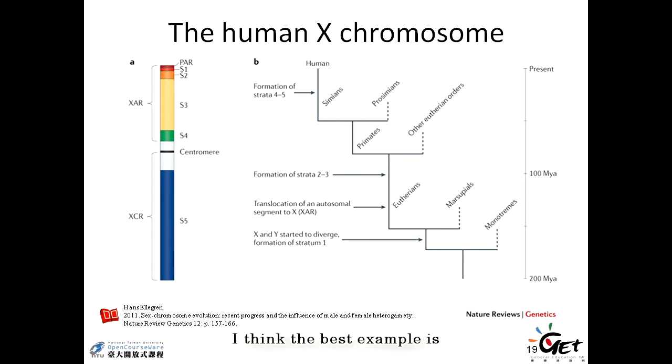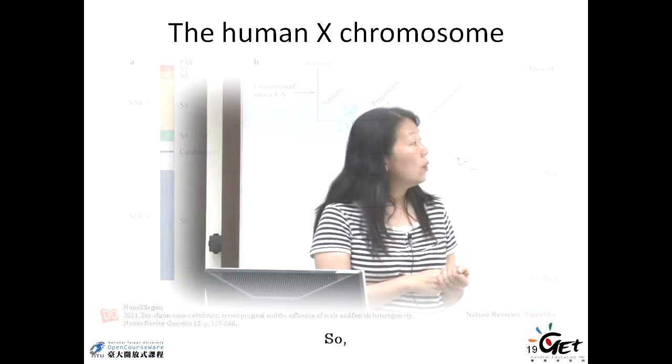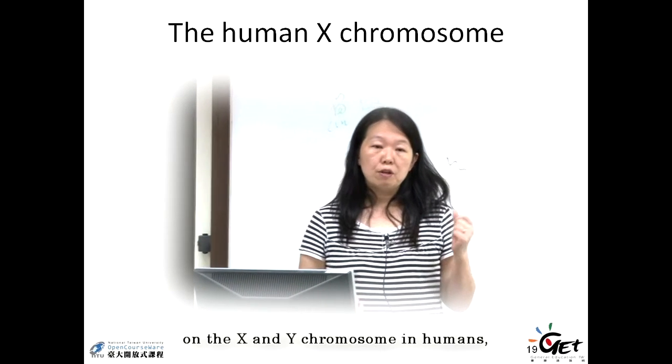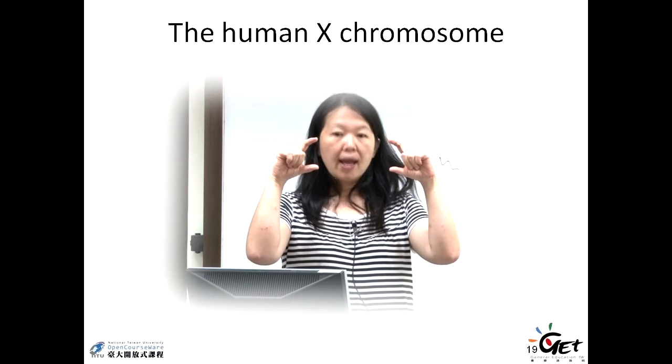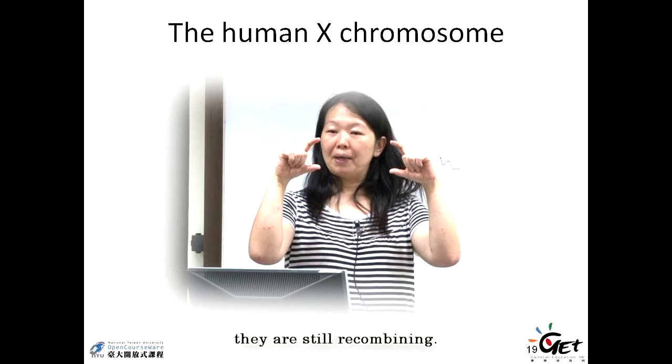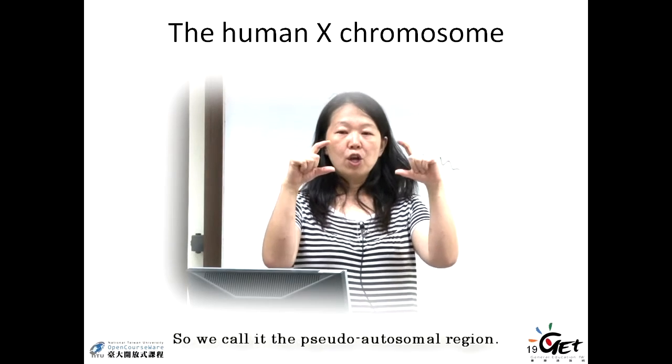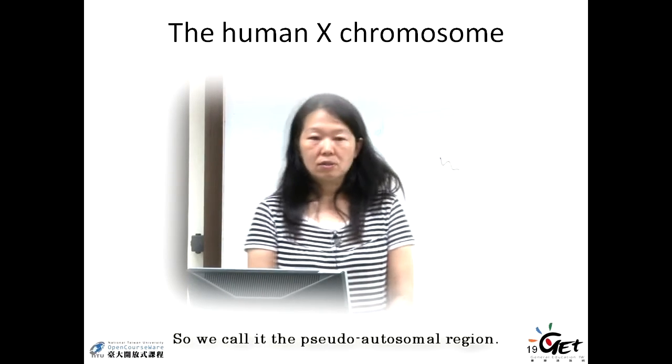To understand this, I think the best example is the human X chromosome. The human X and Y chromosomes have diverged for a very long time, as illustrated on this slide. I want to explain this first: on the X and Y chromosome in humans, there is a stretch between the X and Y that is still recombining even now. So we call it a pseudo-autosomal region.